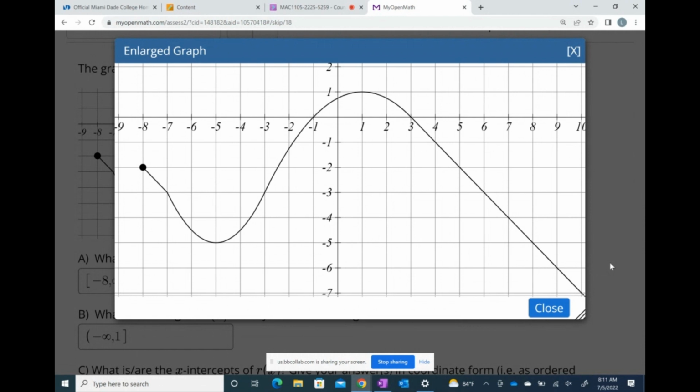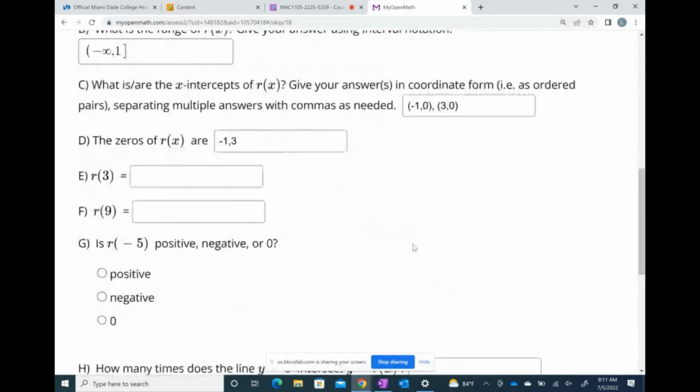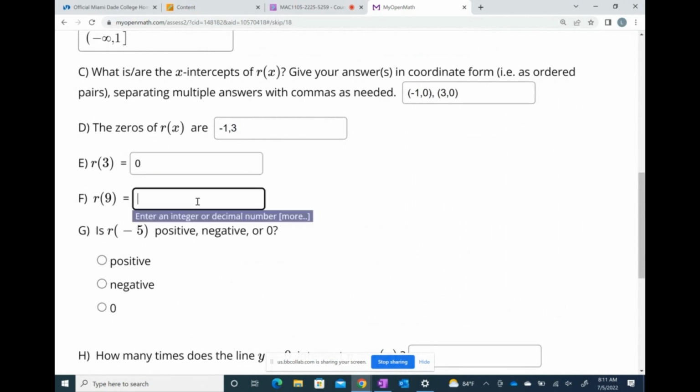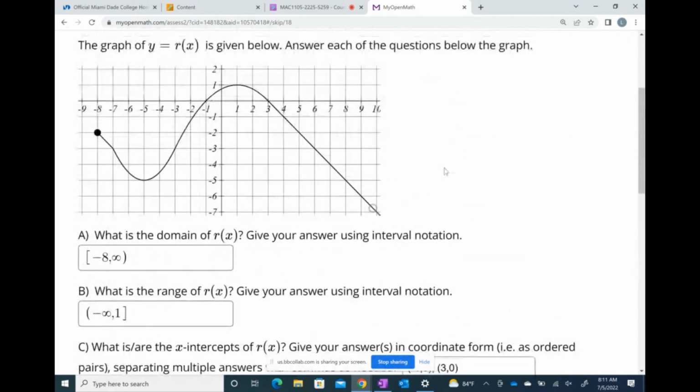Okay, so what will be the answer? It's 0, right? So when you see R of 3, what it's asking you is, okay, when x is 3, tell me the y. In this case, you can easily read it's 0. And in fact, it was one of the zeros that we found, right? So we better get 0. Okay, good.